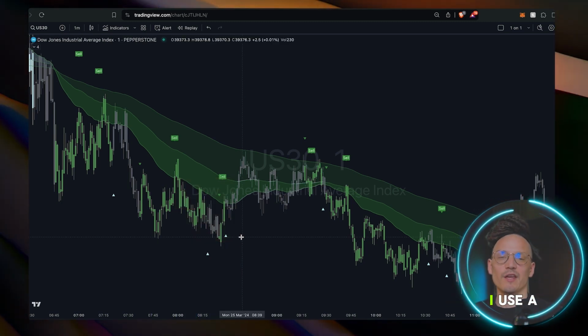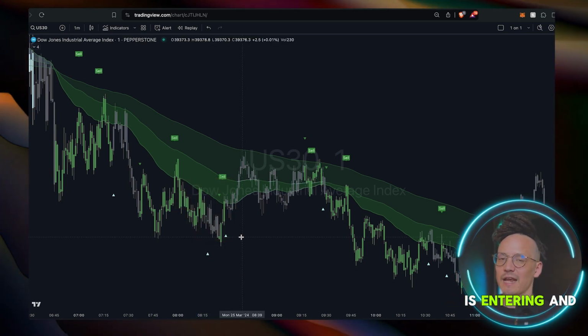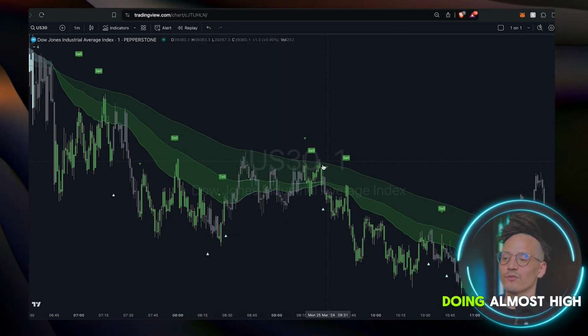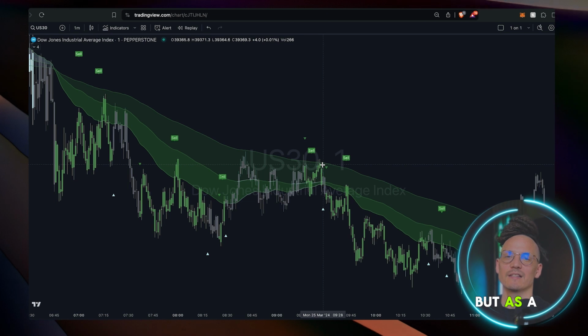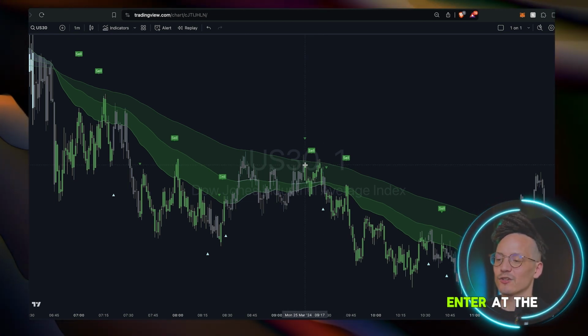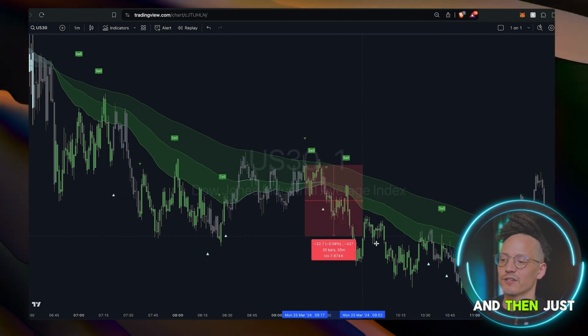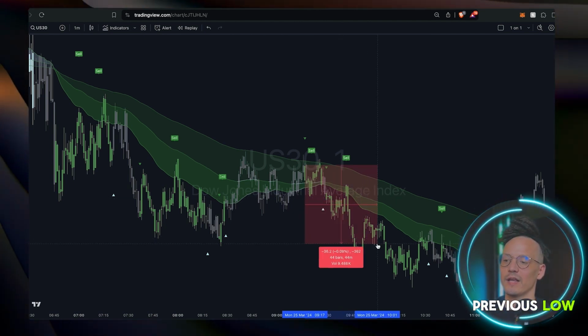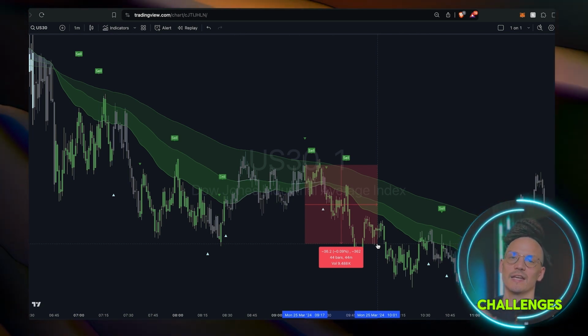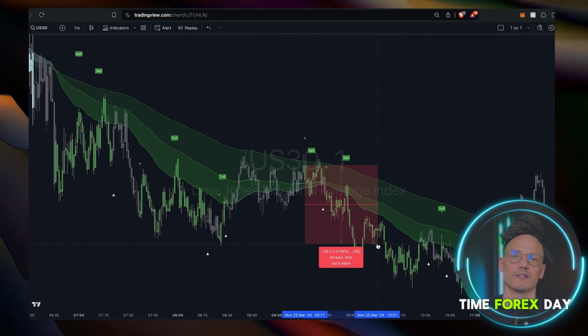The strategy that I use a lot is entering and exiting at a very fast rate. So I'm actually doing almost high frequency trading, but as a manual trader. That's giving me my edge, where I could then enter at the institutional entry lines and then just exit at the previous low, in and out of the market. And that's how I was able to pass these challenges, get funded, and be a full-time Forex day trader.